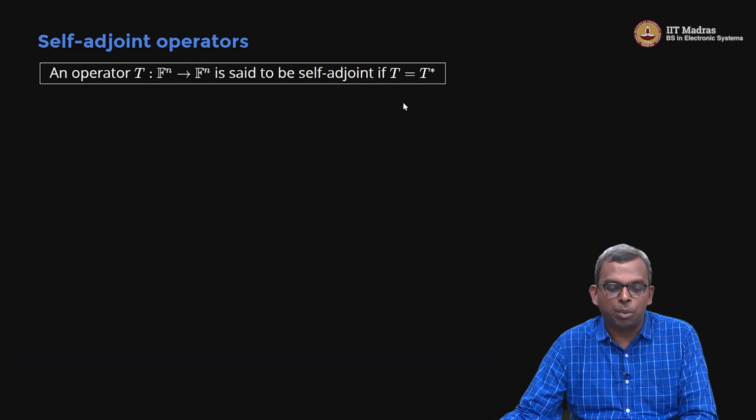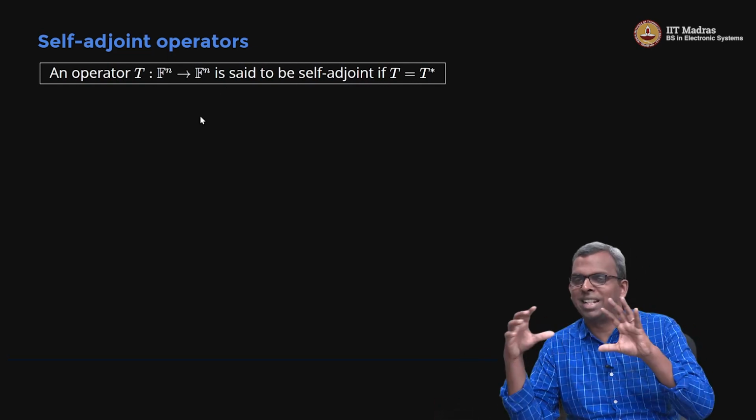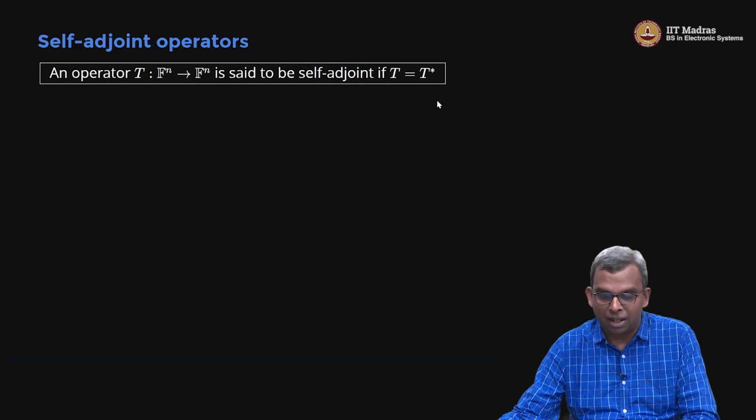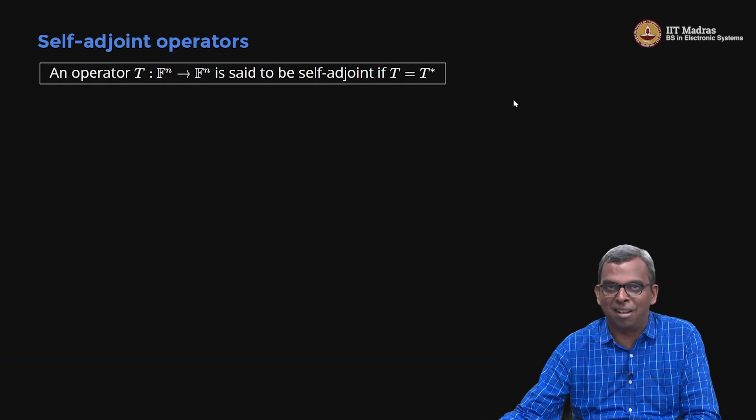So, the first question you may ask is, is this even possible? At least from a definition point of view, it's not too bad. T is an operator from F^n to F^n, so T star is also an operator from F^n to F^n. It's got its range and null space and all that, and maybe T could be equal to T star. So, it's not impossible. If this n and m were different, then this is never possible. But because it's the same, maybe this is possible.